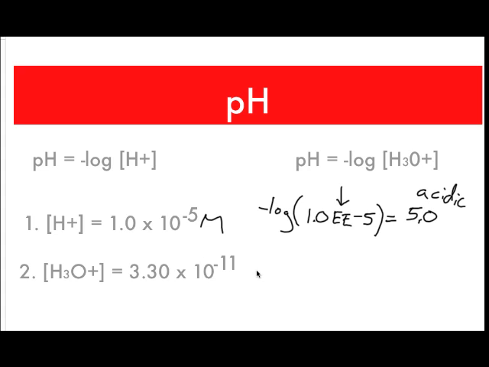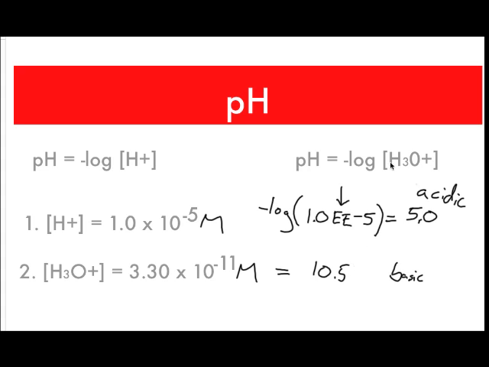Do it again: negative log of 3.30 times 10 to the negative fifth molar. You put that in your calculator, and you should be able to get 10.5, which is greater than 7, and basic. Make sure you can get these values in your calculator. If you're not getting them, keep trying.